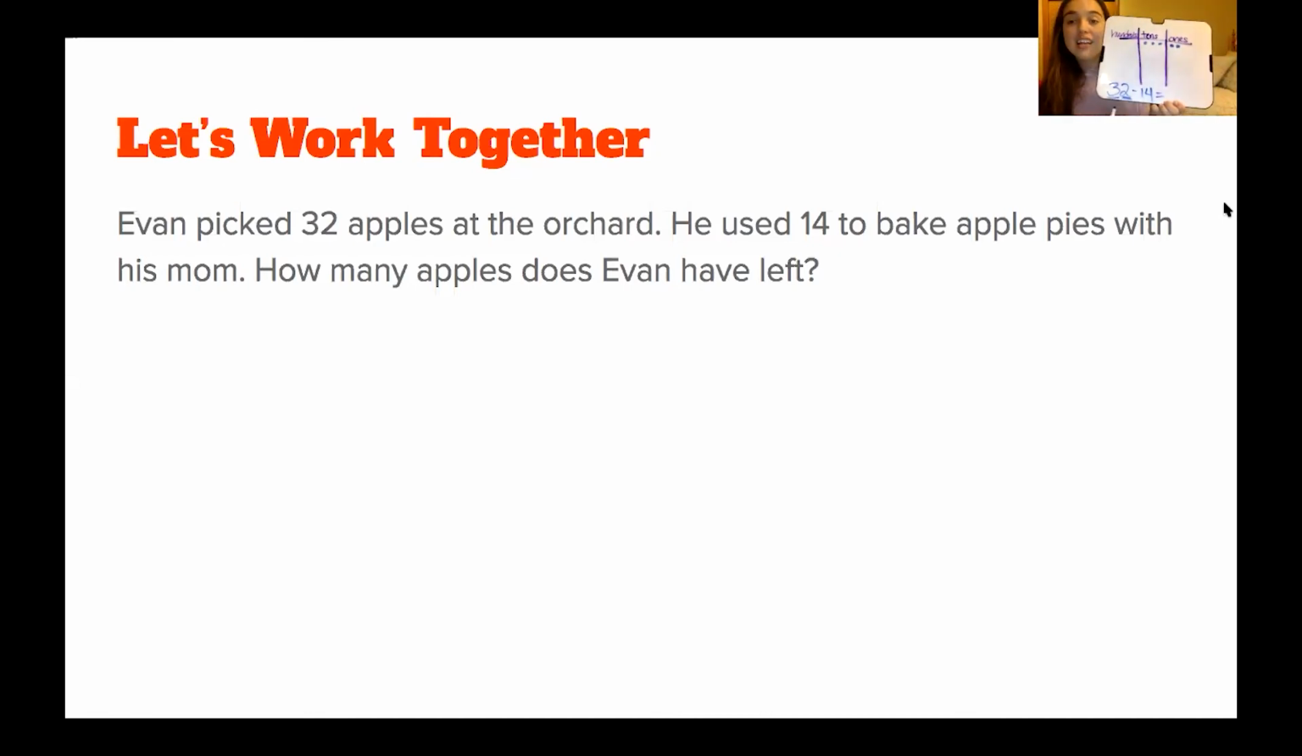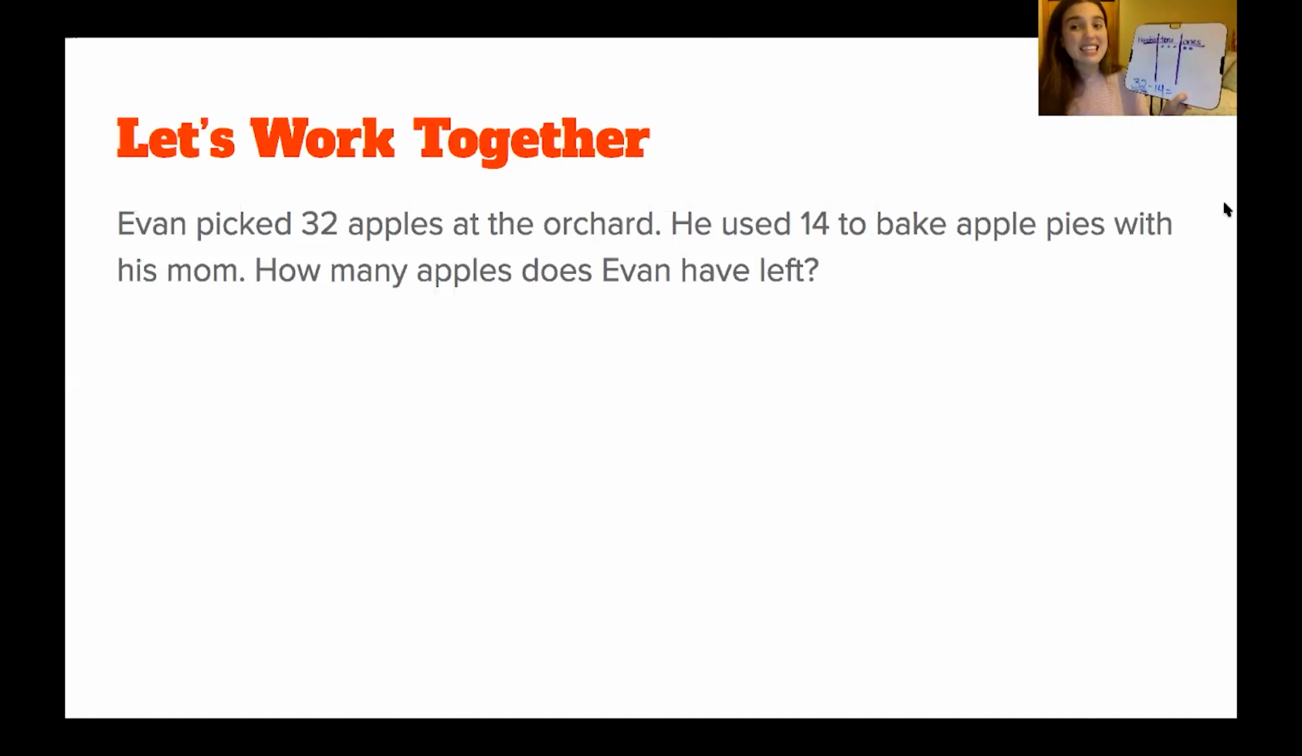So we represented the number 32 up here in our chart, but remember, we are not writing 14 with dots because we are not adding on 14. We're trying to take away 14. So, not adding that on, but let's take it away.